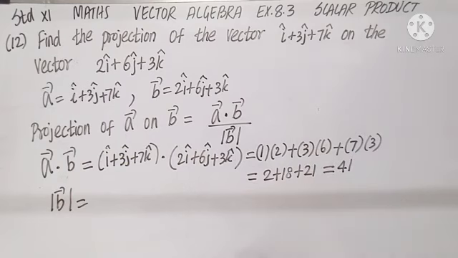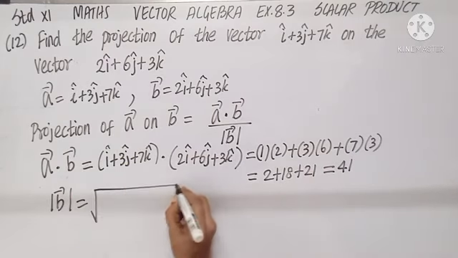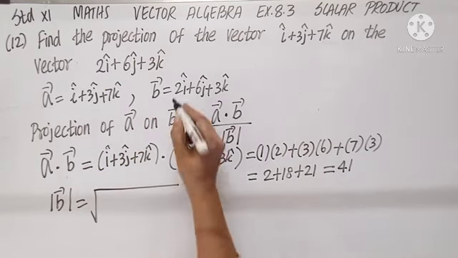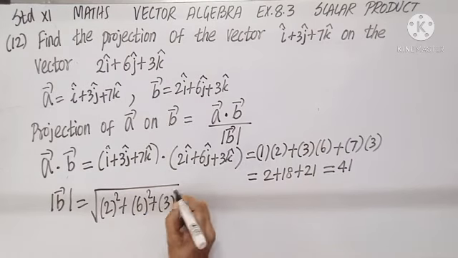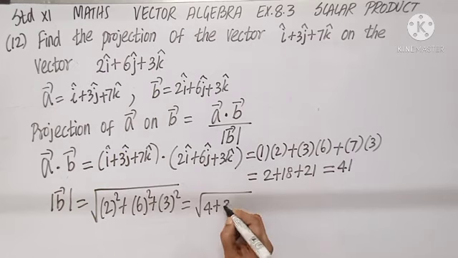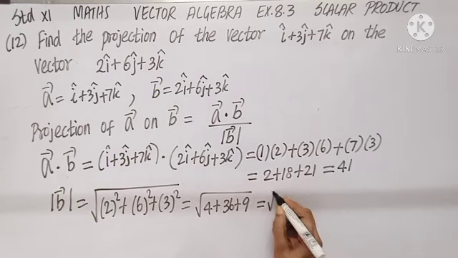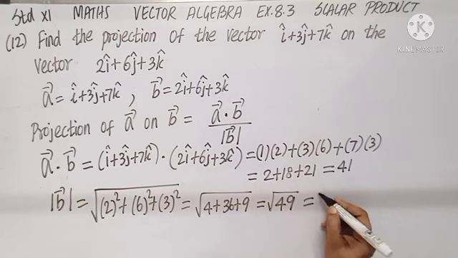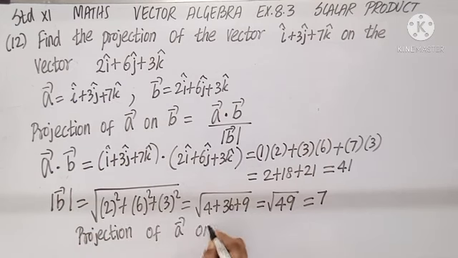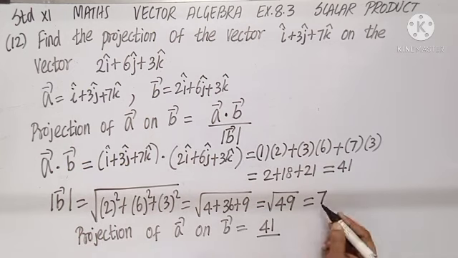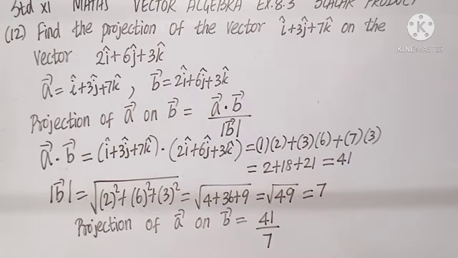That is 41. Modulus of B. Whenever I say modulus, root of, add the squares. 2 square plus 6 square plus 3 square. As I simplify, it is 4 plus 36 plus 9. That is 49, and the square root of which we get 7. My question is projection of A vector on B vector. That is A dot B, the answer is 41. Modulus of B, the answer is 7. So we get projection of A on B is 41 by 7.